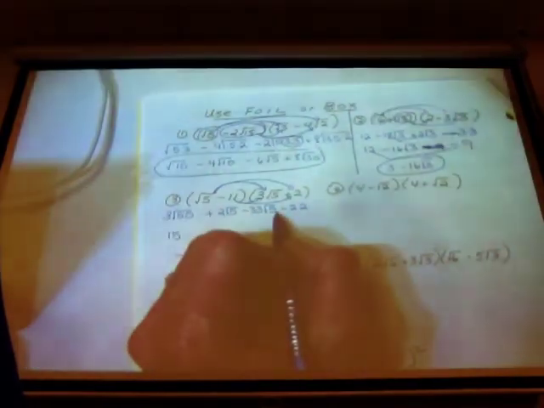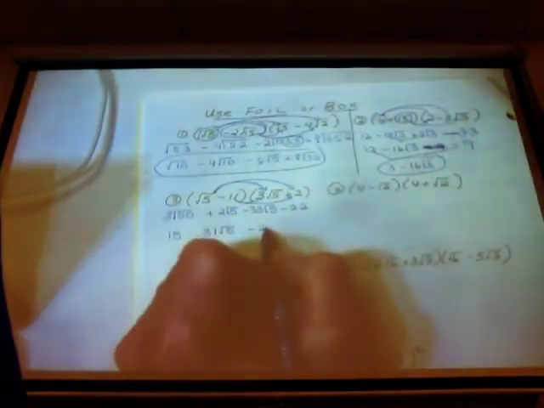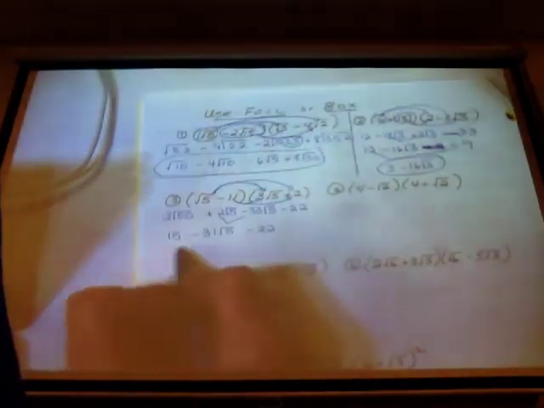You can combine these two. They both have the same radicand. So this would be a minus 1 radical 5. And minus 20. So you combine those, then you combine these two, and here would be your final answer.